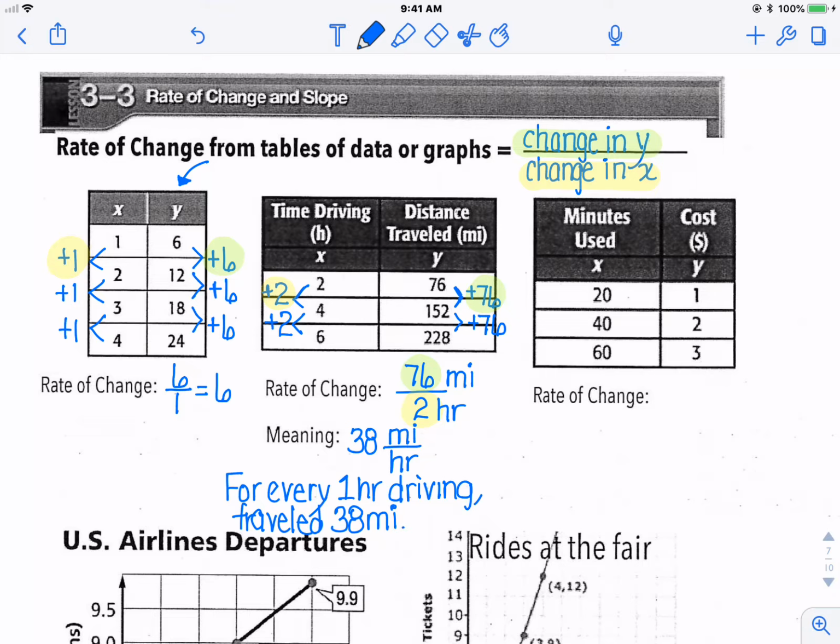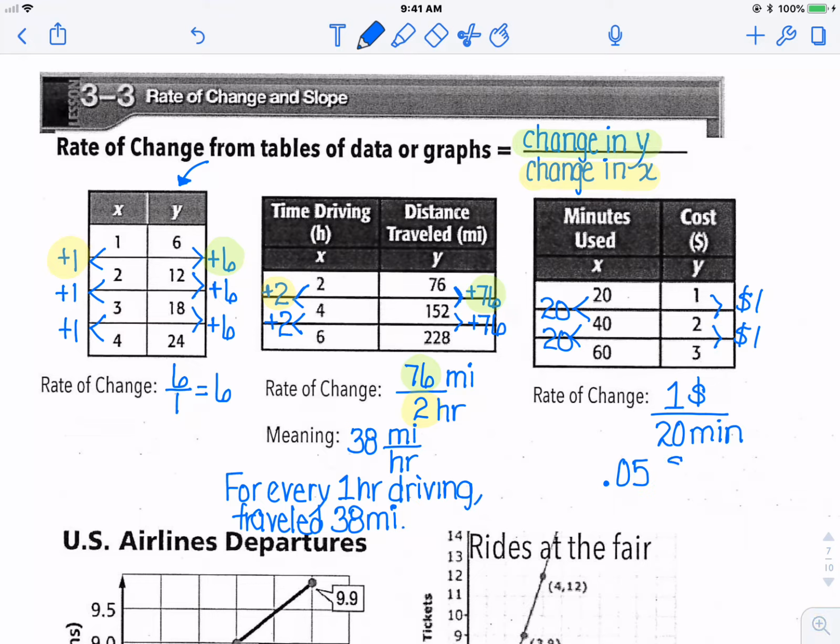On the next one, let's see what we know. We went up $1 in cost every time the minutes used increased by 20. So our rate of change then is my change in y's, $1, and my change in x's, we don't get to change the order of that, for 20 minutes. When I divide that out, I'm going to get a decimal, and that's okay. And it's going to give me 0.05.